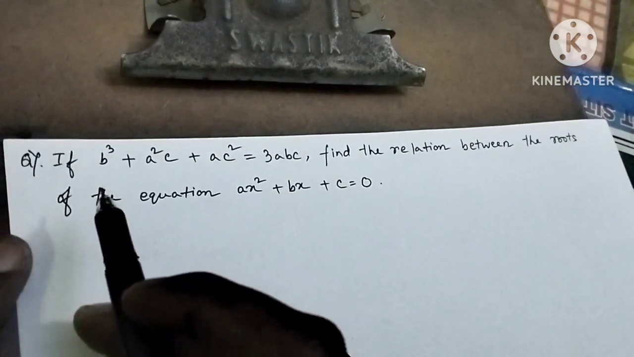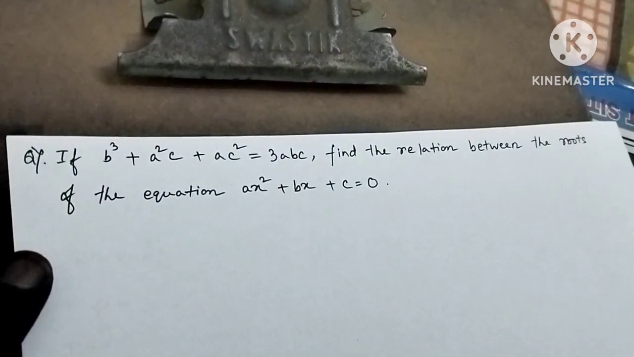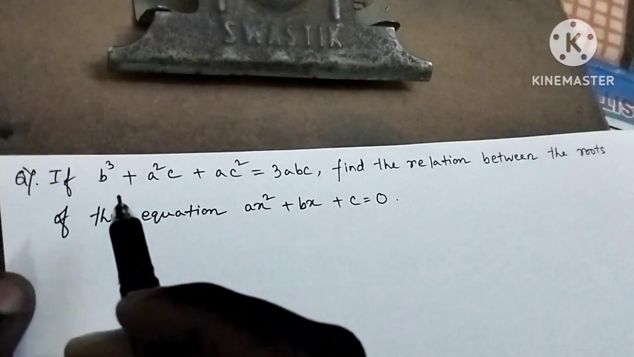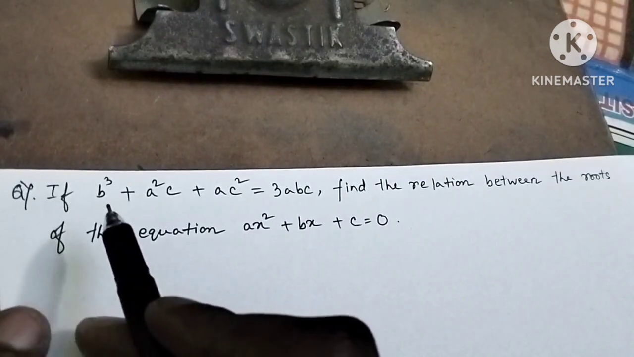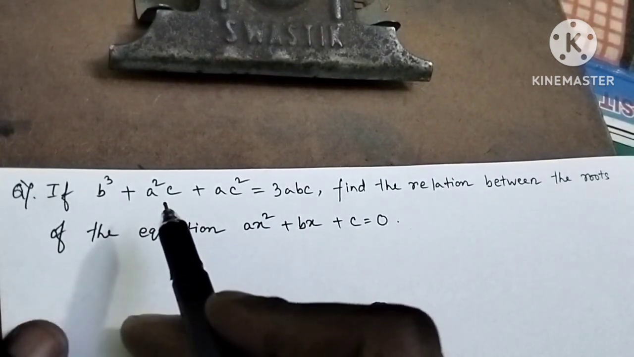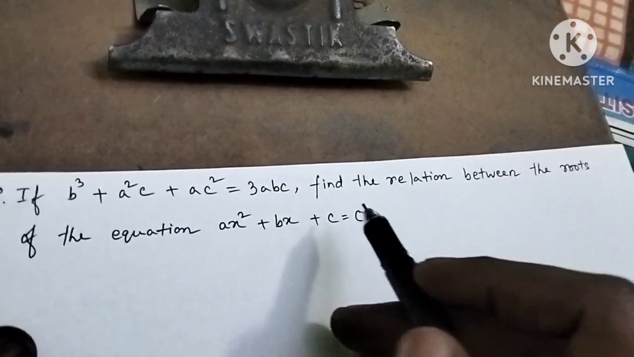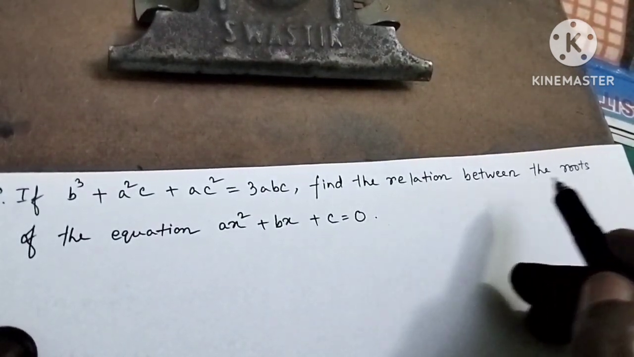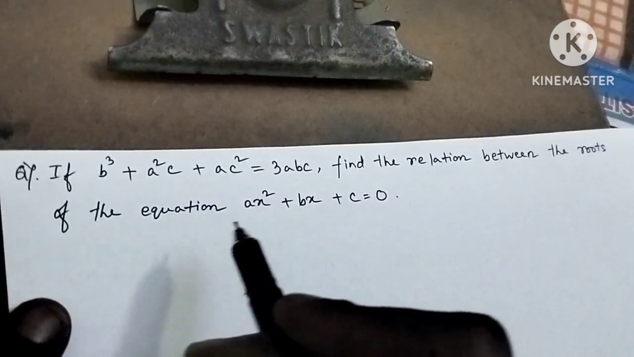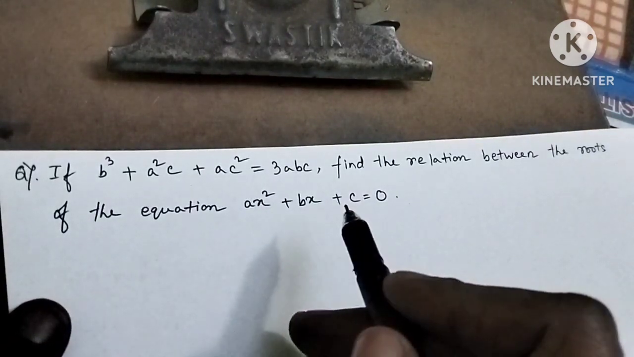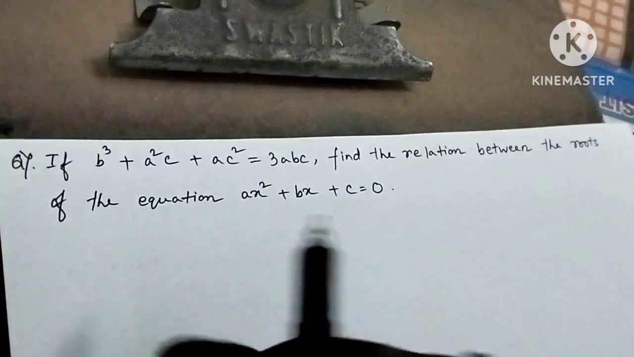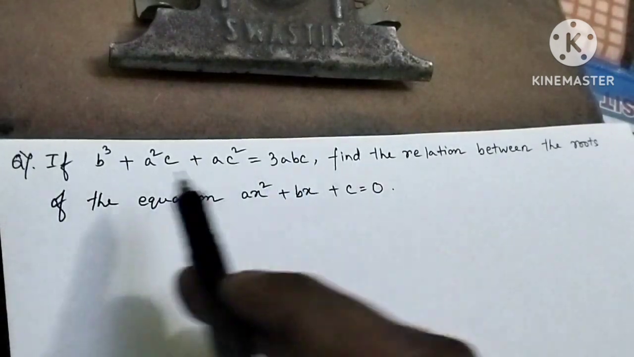In this video I have brought this sum for you all. So look at the sum very carefully. If b cube plus a square c plus ac square is equal to 3abc, find the relation between the roots of the equation ax square plus bx plus c is equal to 0. Okay, clear?